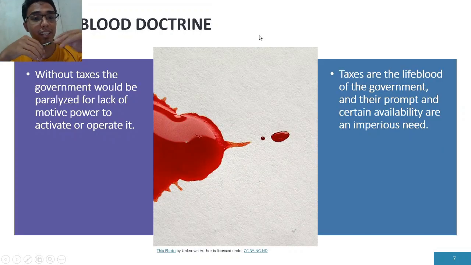So here we have the lifeblood doctrine. The lifeblood doctrine states that without taxes, the government would be paralyzed for lack of motive power to activate or operate it. And taxes are the lifeblood of the government, and their prompt and certain availability are an imperious need. Okay, so yun yung lifeblood doctrine, meaning hindi magpo-function ang government kung walang taxes. Hindi magpo-function ang government kung wala silang funding, right? So in a way, taxes are the lifeblood of the government. So kung walang tax, hindi magpo-function ang government, hindi sila mabubuhay.